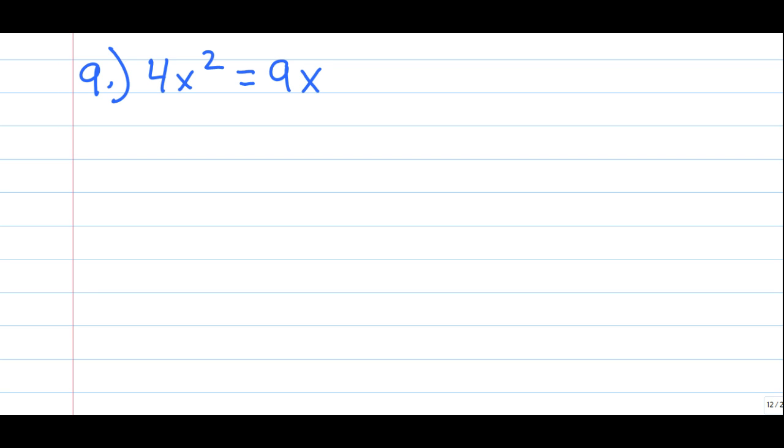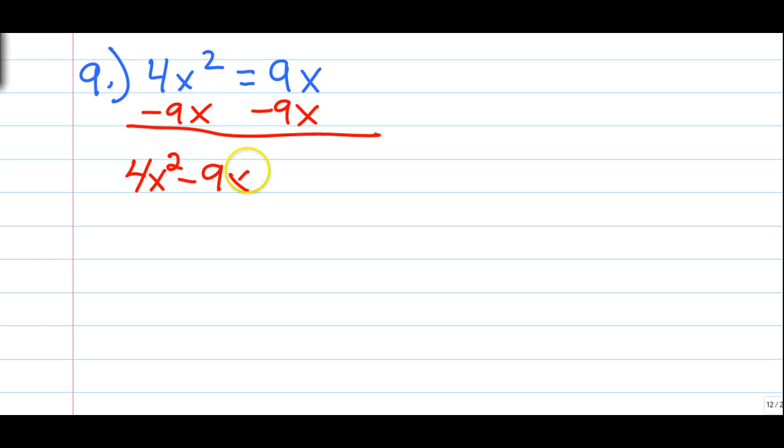Question number 9 comes with the same set of instructions, simply to solve. So I'll start to solve the problem by pulling this 9x over to the left side, hence leaving a 0 on the right side. So I'll subtract a 9x off both sides, minus 9x. When I look at this, the 4x to the second power and the 9x are not like terms, so I can't subtract them. But I can write it out just to show mathematically what I'm doing. So I have a 4x to the second power minus a 9x, which equals a 0. Now I'm ready to start solving the problem.